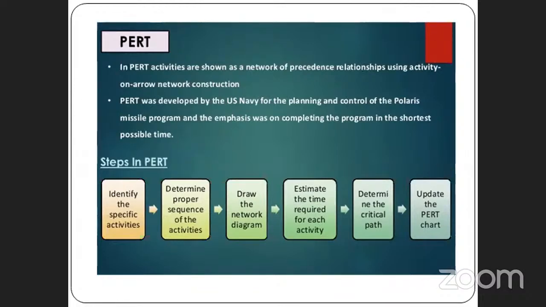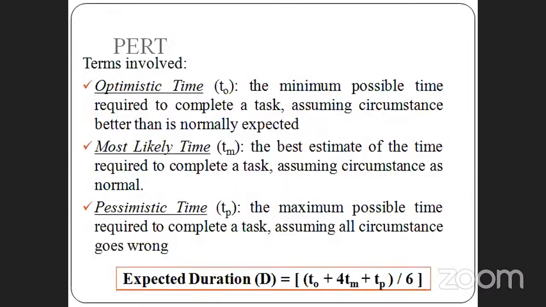First, we want to identify the specific activities, then properly sequence them, then draw the network. Then we want to find the estimated time, then find the critical path, then update the PERT chart.